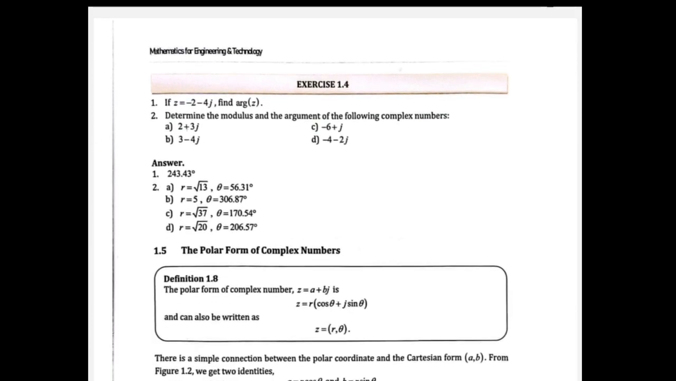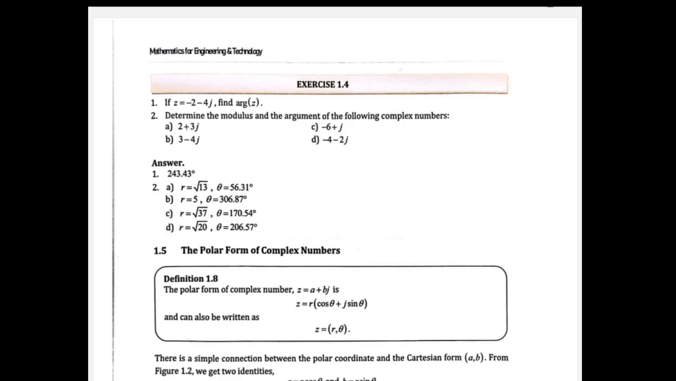Try these quick exercises after this video. For each complex number, find the r or the modulus and the theta. For example, if z equal to -2 minus 4j, find the arctan of z. Then do parts A and D as practice. But make sure you identify the correct quadrant before calculating theta.